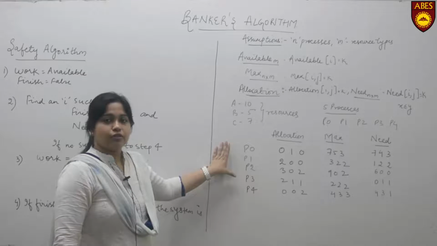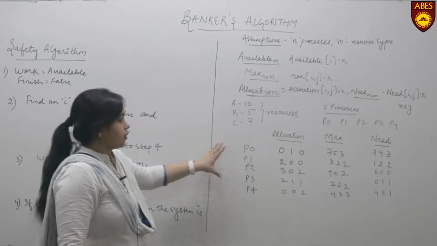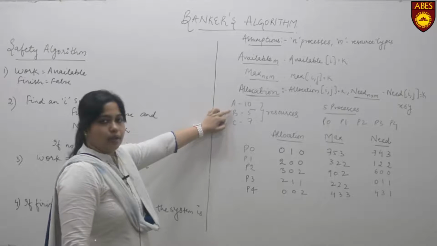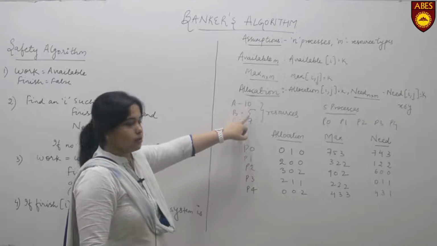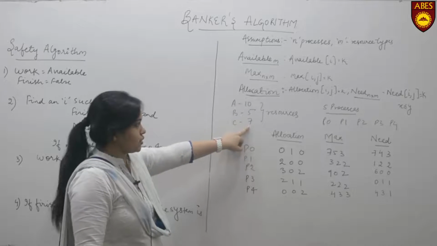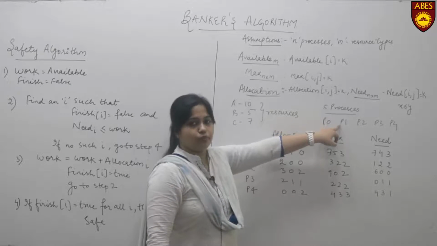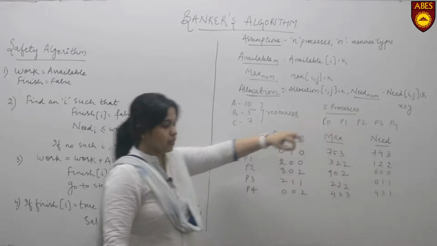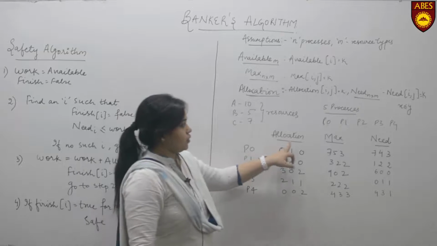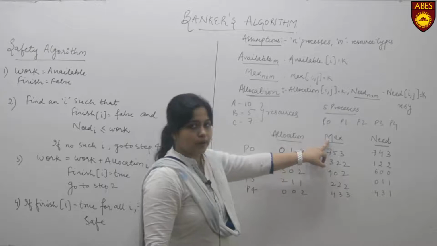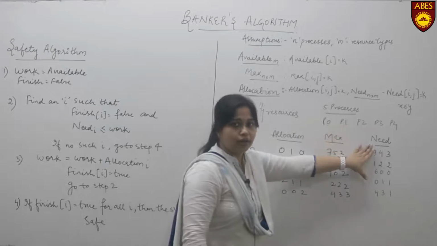Now we would like to see the mathematical implementation of this algorithm through a numerical example. We have resource types A, B and C with 10, 5 and 7 instances in total, and we have 5 processes: P0, P1, P2, P3 and P4. We have this in tabular form: the allocation matrix, then the maximum matrix, and with the help of the allocation and maximum we can find the need matrix.